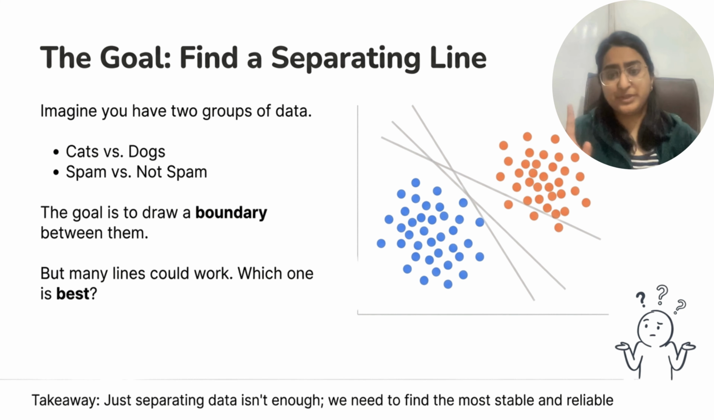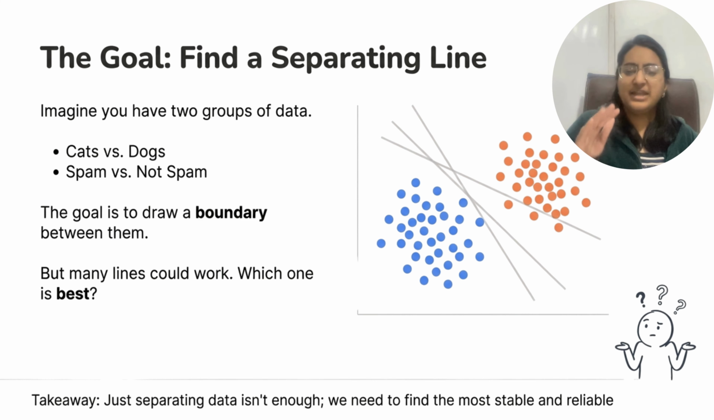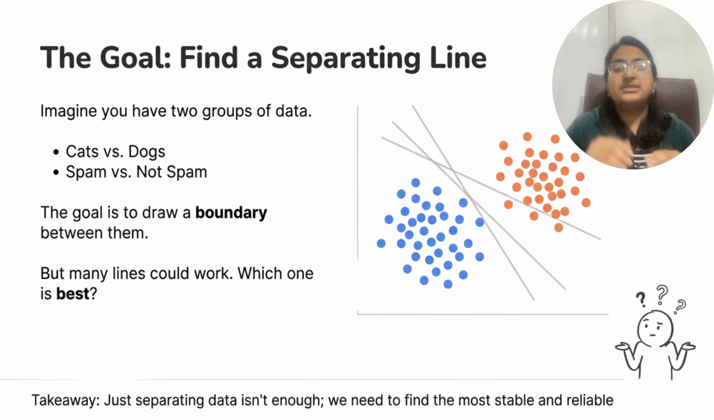Alright, look at these two pictures. Two groups, blue and red. Think of them as two categories, maybe spam versus not spam, or cats versus dogs. Our first goal is simple: draw a line that separates them. But SVM is not satisfied with any separating line. SVM wants a line that feels safe, a line that still works even if the data changes a little. So please keep one phrase in mind: SVM equals safe separation.